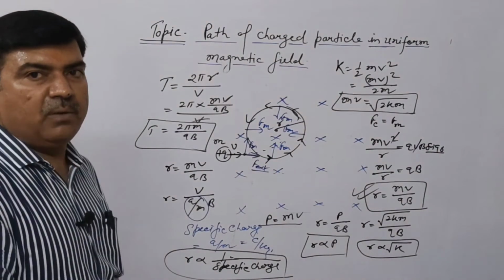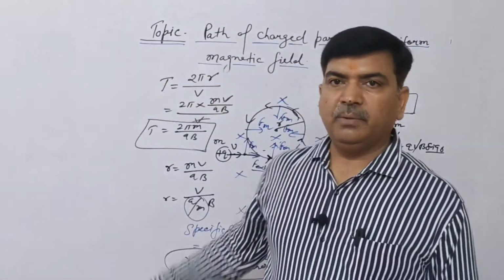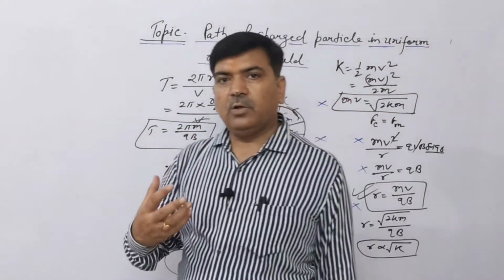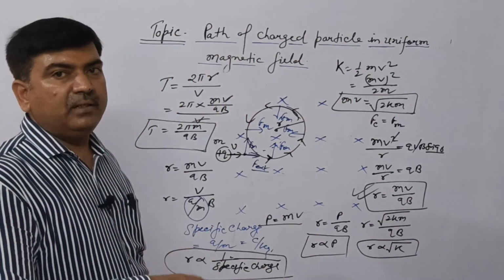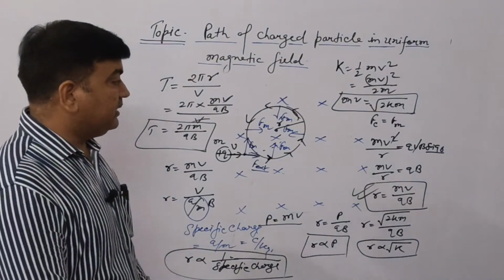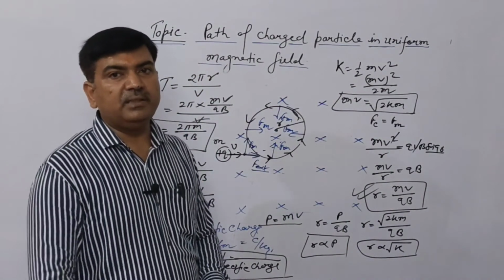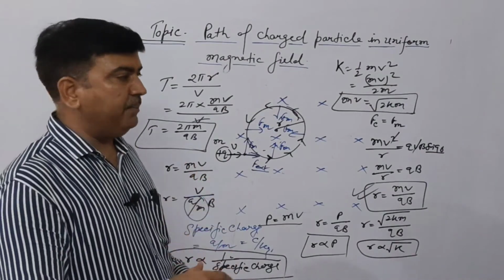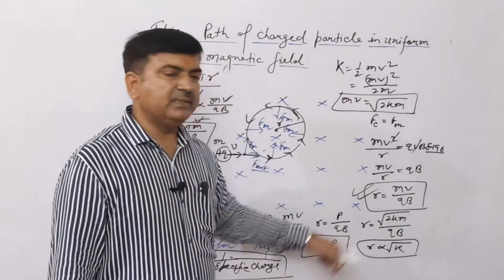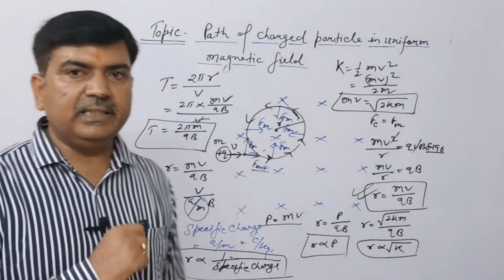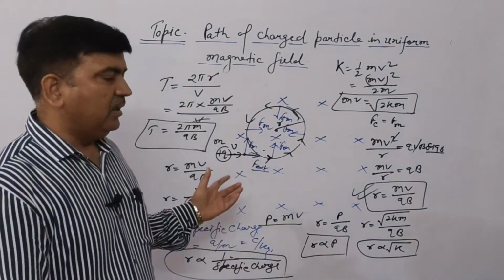Children, according to this formula, we can say that the time period is independent of the velocity. So what is the effect of the velocity? If the velocity increases, what is the effect on the time period? No effect on the time period. But the radius, you see here, r equal to mv by qB, the radius of the circular path increases, but there is no effect on the time period. If velocity increases, then according to this relation the radius of the circular path increases, but the time period remains constant. Yes children, now it is clear.